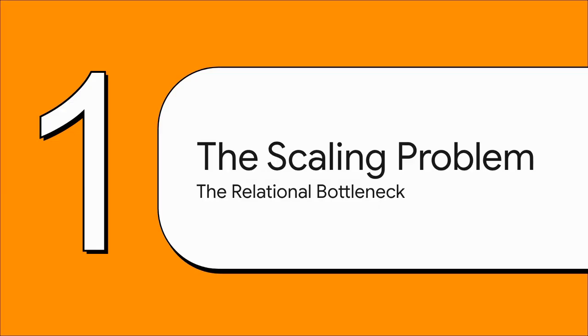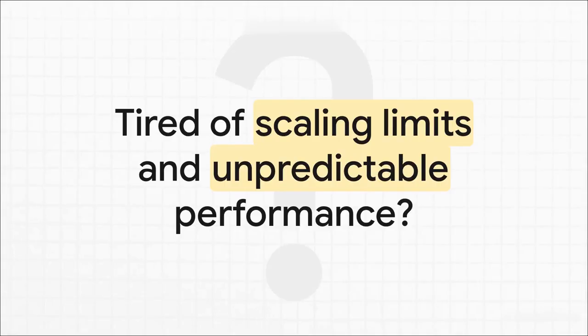We've all been there, right? You build this elegant, perfectly normalized relational database. It's beautiful. It works great. At first. Then, the traffic spikes. Queries start timing out. And before you know it, you're in some late-night meeting scrambling to figure out how to scale a system that just wasn't designed for this kind of pressure. It's a nightmare.